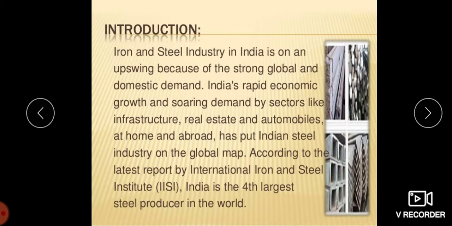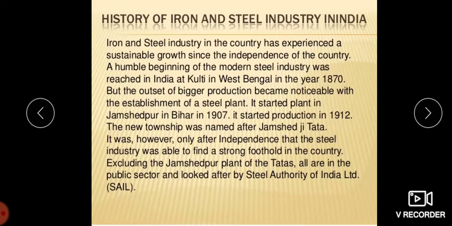Iron and steel industry in India is on an upswing because of the strong global and domestic demand. India's rapid economic growth and soaring demand by sectors like infrastructure, real estate, and automobiles at home and abroad has put the Indian steel industry on the global map. According to the latest report by the International Iron and Steel Institute, India is the fourth largest steel producer in the world.